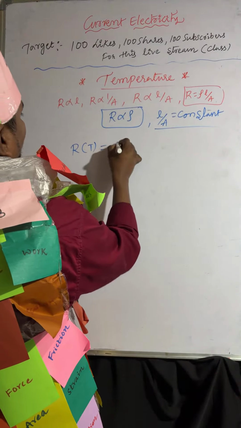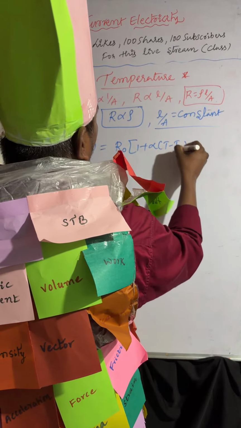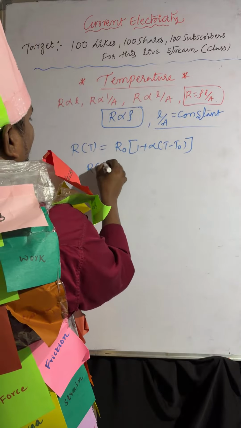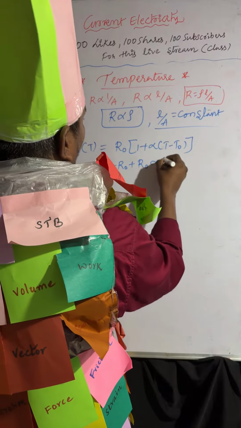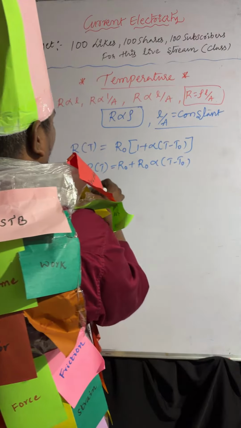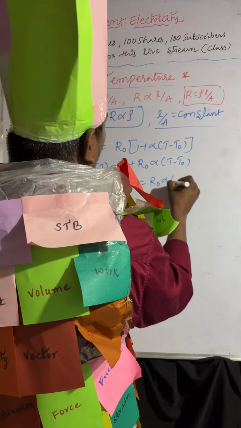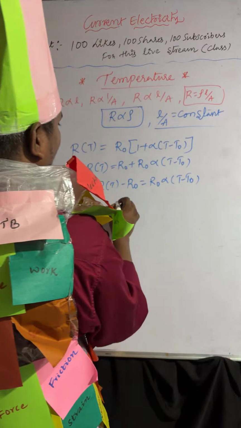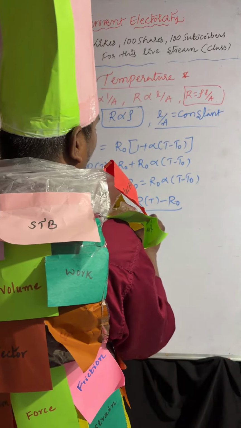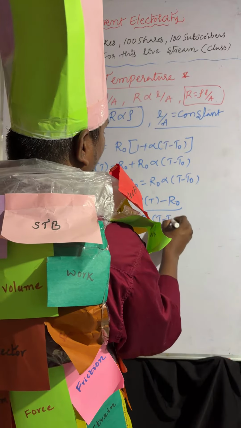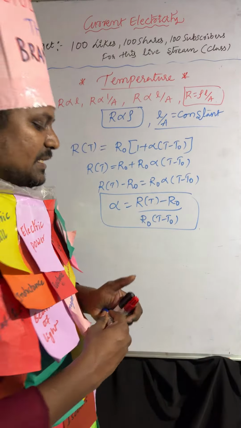RT equal to R naught into 1 plus alpha into T minus T naught. Then RT equal to R naught plus R naught alpha into T minus T naught. Then RT minus R naught equal to R naught alpha into T minus T naught. Then alpha equal to RT minus R naught by R naught into T minus T naught. So alpha is the temperature coefficient of resistance.